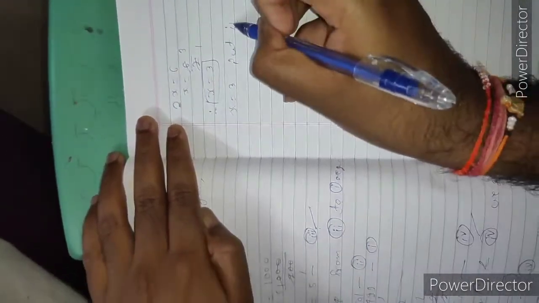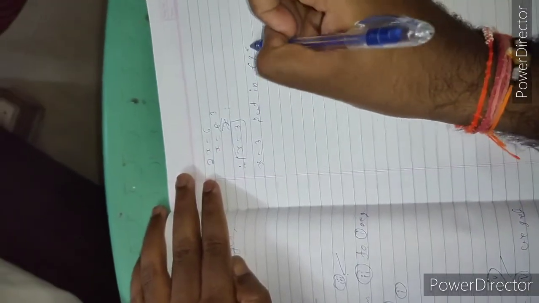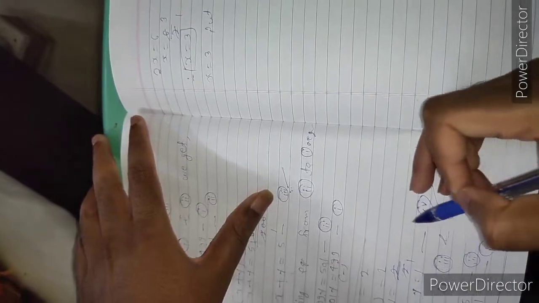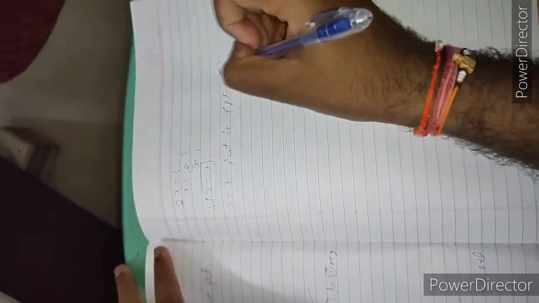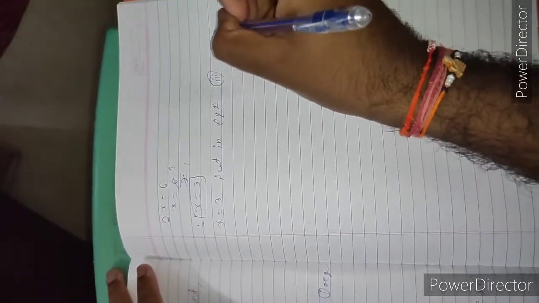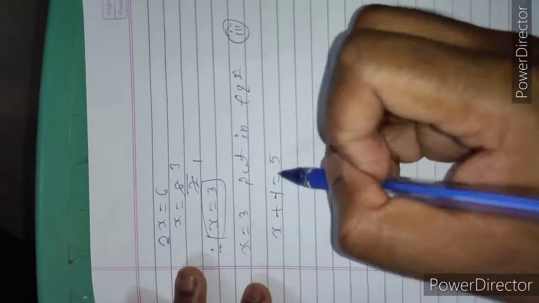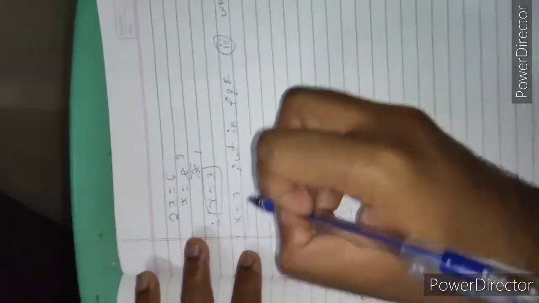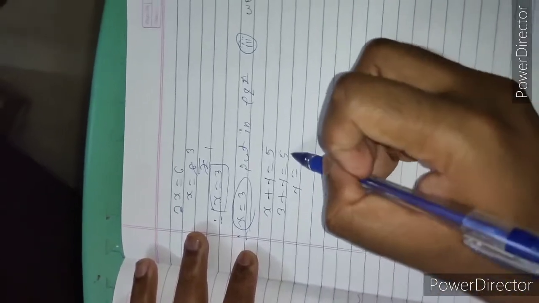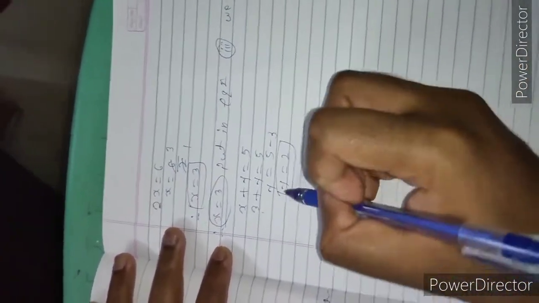X is equal to 3. Put in any of the equations. So I am putting x is equal to 3. Put in the equation which one is smaller, 3 or 4? So I am putting in equation number 3. You can put in equation number 4 also, you will get the same answer. So x plus y is equal to 5. What is the value of x? X is 3. 3 plus y is equal to 5. सो y इज इक्वल टू 5 प्लस 3 इधर जाएगा तो -3, सो y इज इक्वल टू 2.